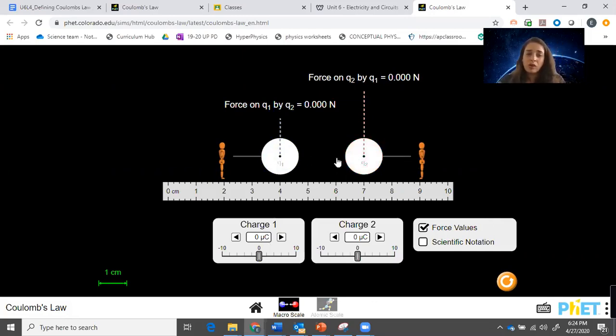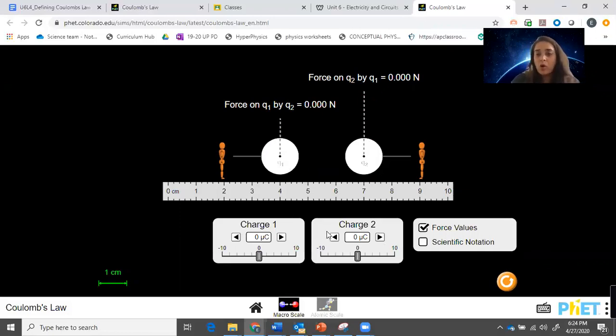Okay, so here what we have are 2 charges that are represented by these circles. And down here, it allows me to show how much charge each one of these has. So I just moved it so that each one of these has 0 charge. And then here at the top, it shows the amount of force that this charge Q1 is exerted by Q2, and then vice versa over here.